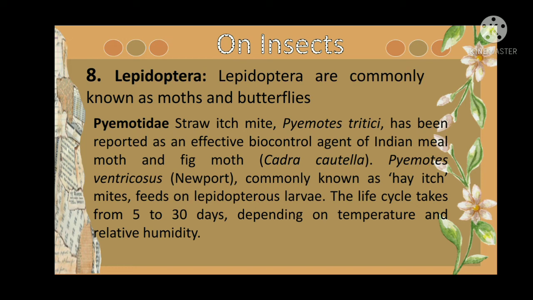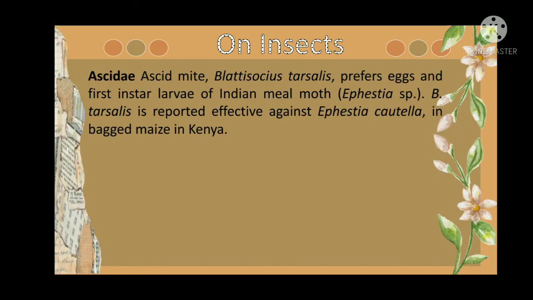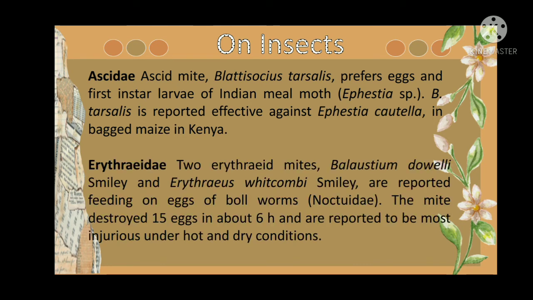The life cycle takes from 5 to 30 days depending on temperature and relative humidity. Acaridae. Acarid mites prefer eggs and first instar larvae of Indian meal moth. B. tarsalis is reported effective against Ephestia cautella in bagged maize in Kenya.